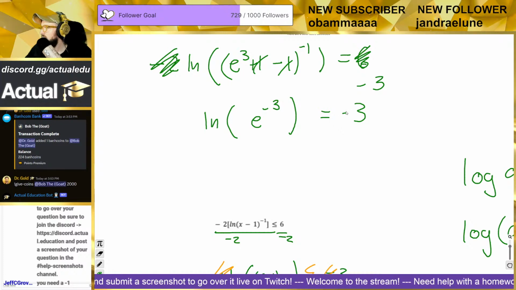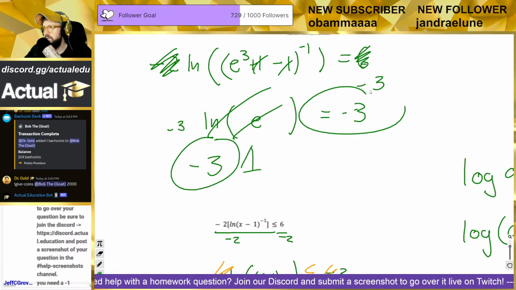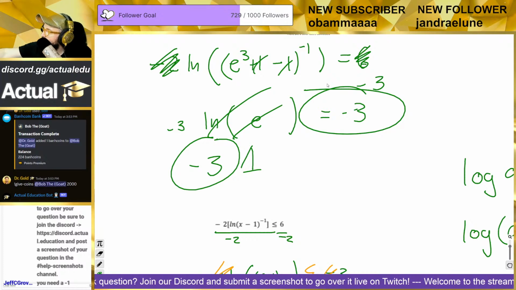And then doesn't the natural log and Euler's number cancel each other out? Yes, but you want to pull this thing out first. You want to pull the -3 out first. That's the rule. This just becomes 1. And then, good, you get -3 is equal to -3. Okay, so that means everything is correct. Yeah, it means we're good. Okay, cool. Thanks, Jeff.